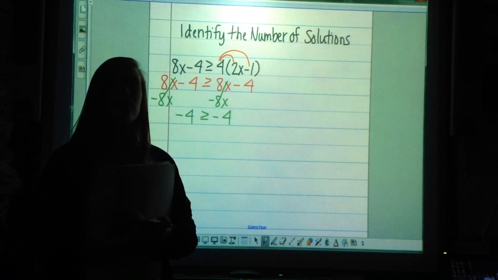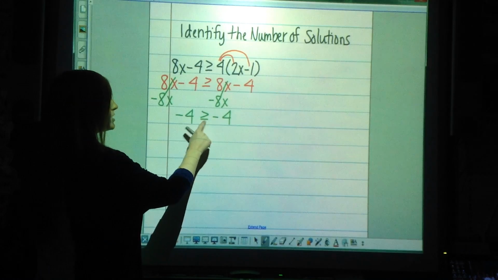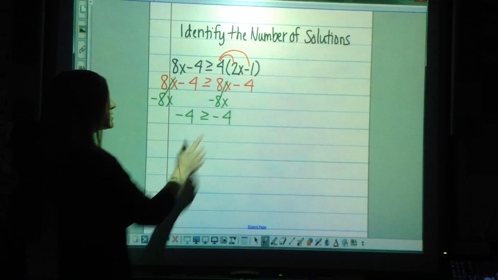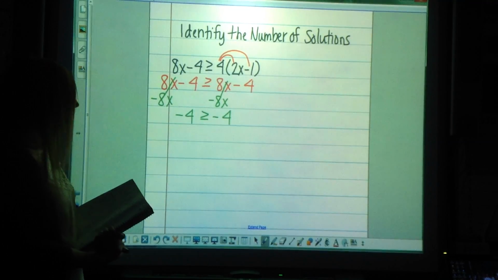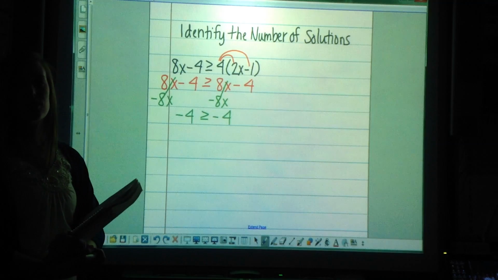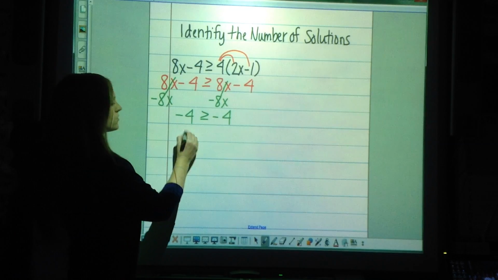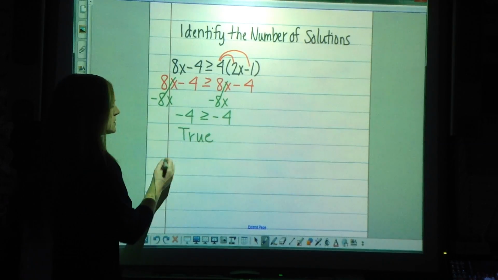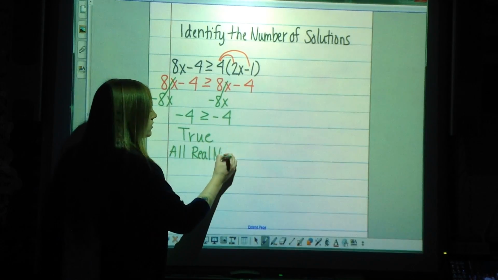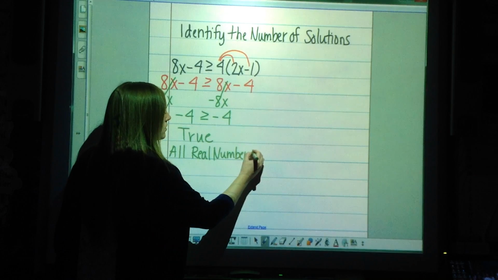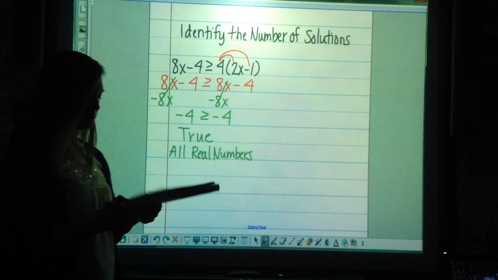Okay. When the variables disappear and you have a true statement, negative 4 is greater than or equal to negative 4. Negative 4 is equal to negative 4. That's a true statement. You're going to have many solutions or all real numbers. Many solutions and all real numbers mean the same thing. Your book says all real numbers. So if you have a true statement, let's put all real numbers. You can pick any number and it'll work for this inequality.